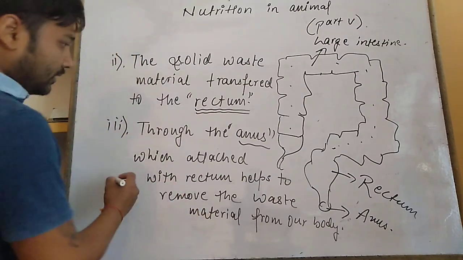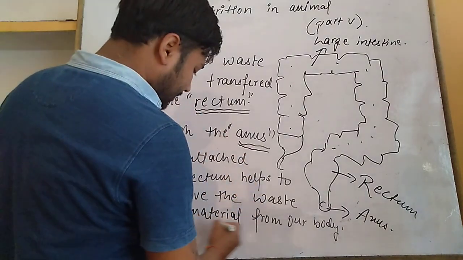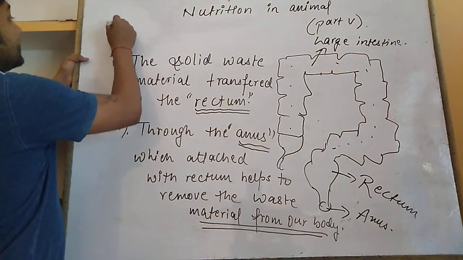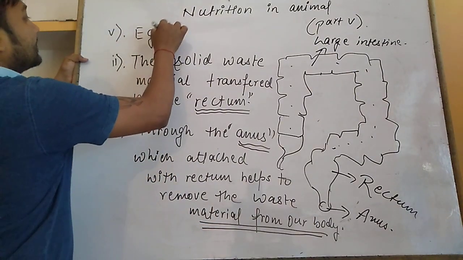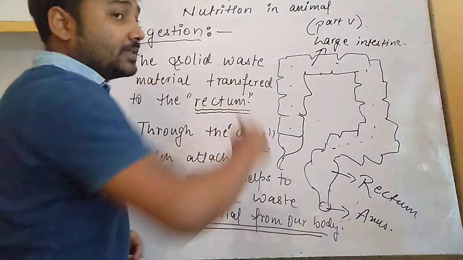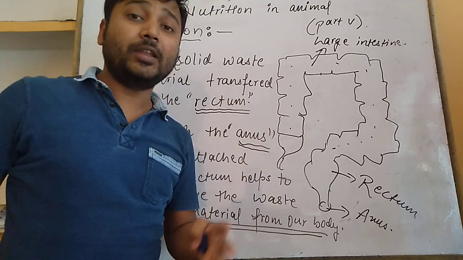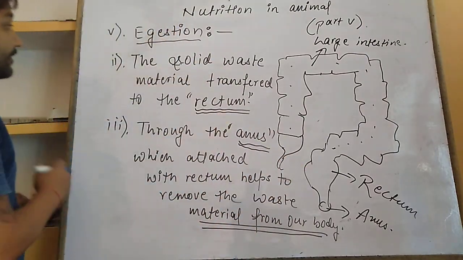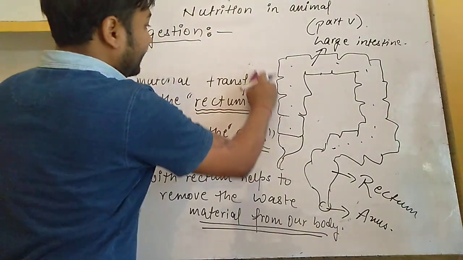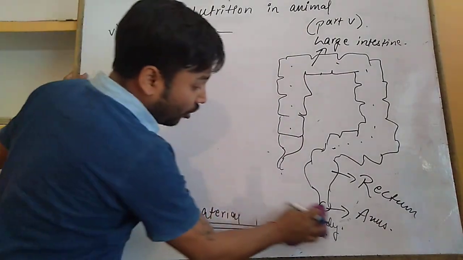Now, the anus plays an important role in ejecting the waste material from our body, and that process is known as egestion. This is the last step of the process of nutrition in human beings. So we define that the removal or ejection of waste material from our body is called egestion.